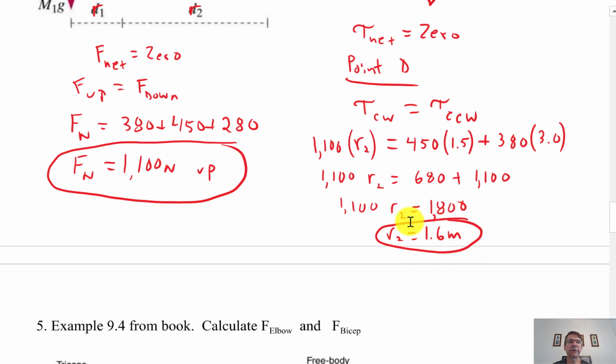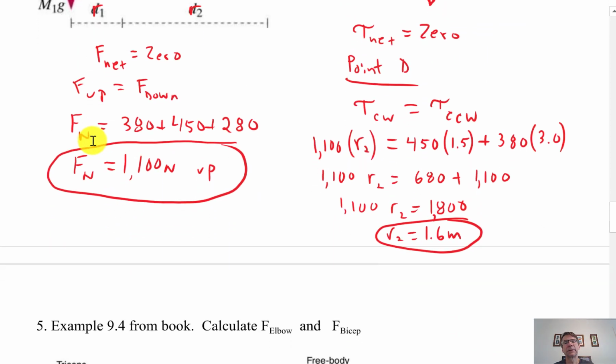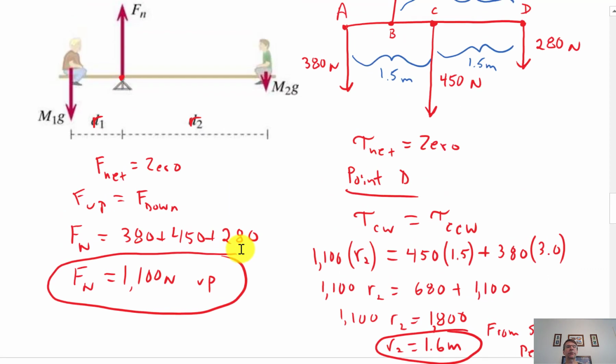In other words, the question says, where will this teeter-totter balance? You have to put this fulcrum closer to the heavier person. That fulcrum is 1.6 meters from the lighter person, 1.4 meters from the heavier person. So 1.6 meters from the smaller person. Always good to put that. Or you could say 1.6 meters from the smaller person, 1.4 meters from the larger person. That's where this will balance. If you put this fulcrum in the dead center and the people sat there, the heavier person would go down, the lighter person would go up.